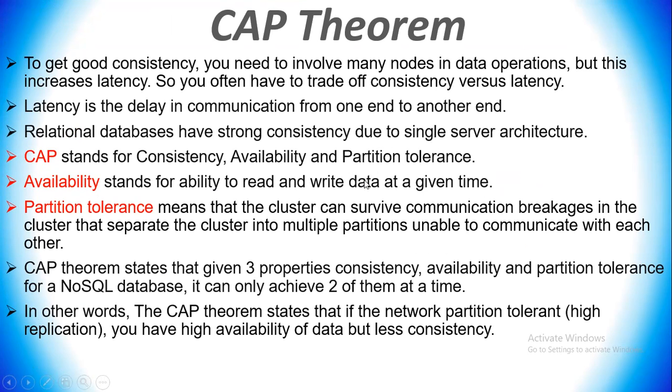So the consistency is high, and the availability and partition tolerance is low. Availability and partition tolerance is low. So that is how it is going to affect the sharding.